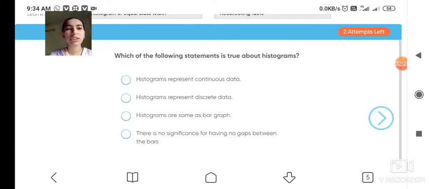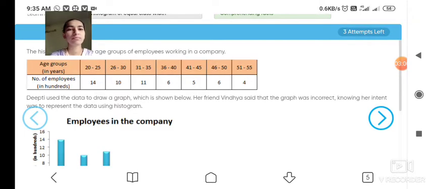What is the correct answer for our statement? Our statement is which of the following is true for histogram. Is the statement that there is no significance for having gaps true? No, it is not true, and it does not look the same as a bar graph. It shows continuous data, so our first option is the correct one. Okay, you have to choose that. Now let's take one more example.